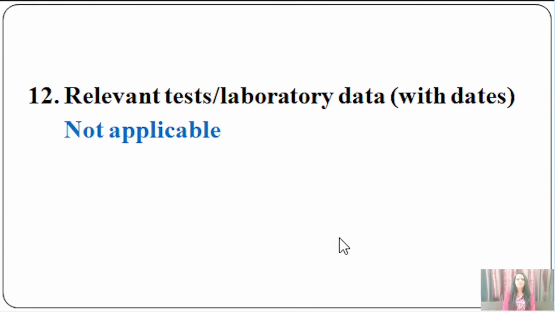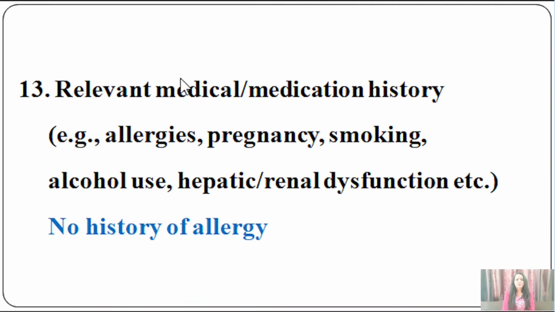Now coming to the relevant test and laboratory data with dates. In this patient, no such lab data are provided, so we will just write not applicable. If it is provided to you in any other case, then you have to write down the dates or the test or laboratory data. Now coming to the relevant medical or medication history. In this part, allergies, pregnancy, smoking, alcohol use, hepatic or renal dysfunction, all these things you have to write. In this case, it is provided that the patient does not have any history of allergy. So you have to write it here.